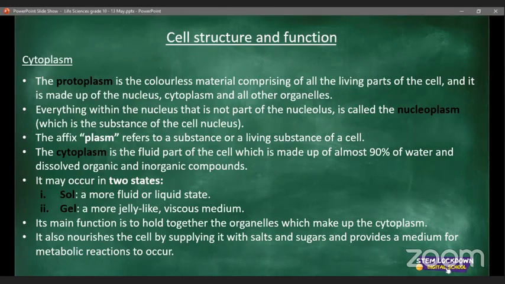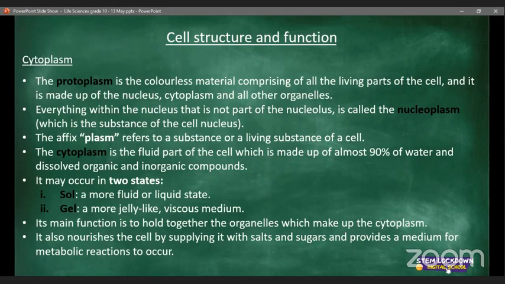So the affix plasm refers to a substance or a living substance of a cell. As you can see, we're talking about the protoplasm, and it is a colorless substance comprising of all the living parts of the cell. The nucleoplasm is the substance of the cell nucleus. And now the cytoplasm, which is the fluid part of the cell that is made up of almost 90% of water and dissolved organic and inorganic compounds. So the term or affix plasm refers to a substance or a living substance of a cell.